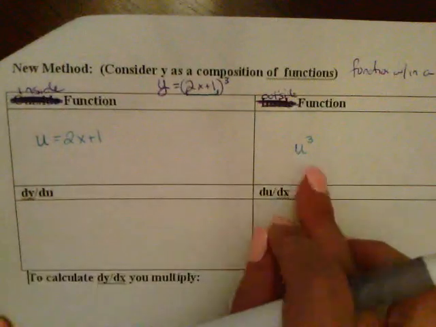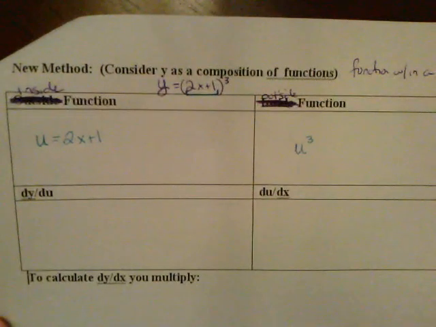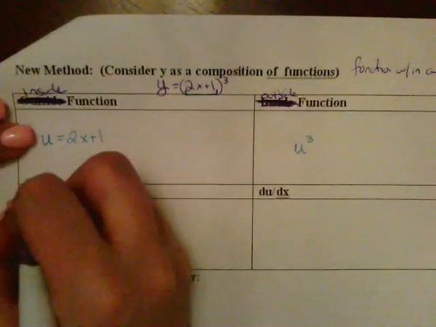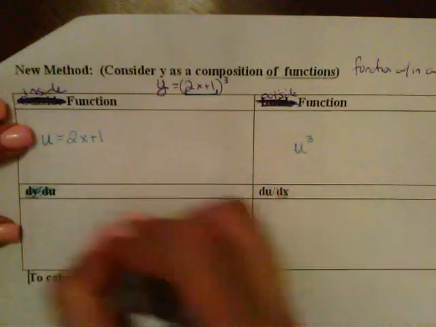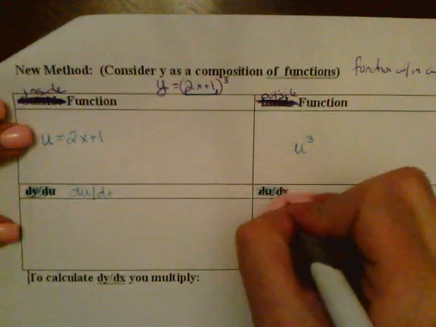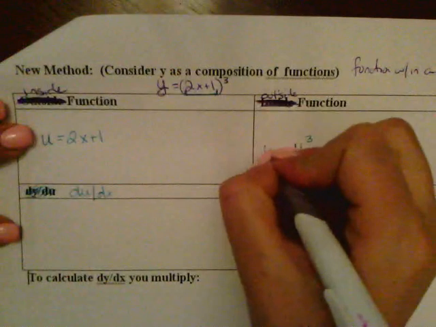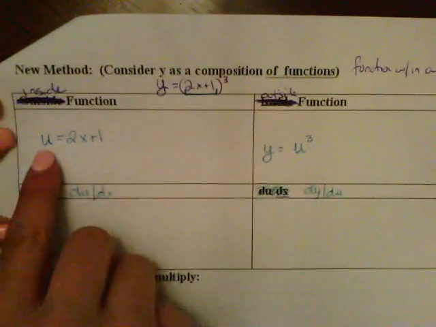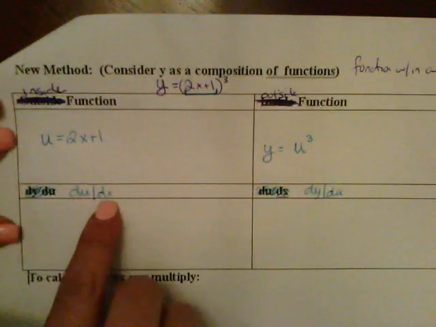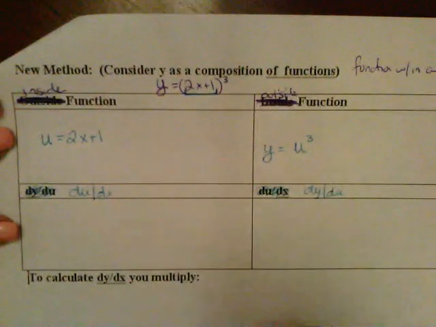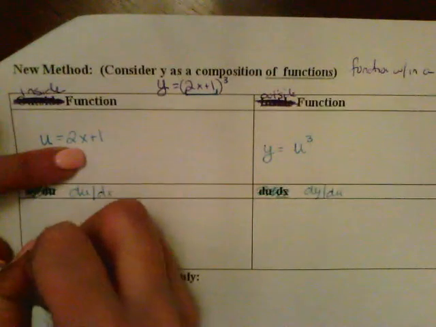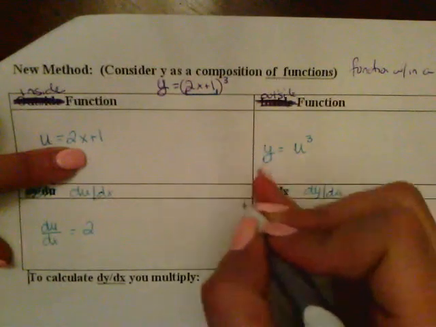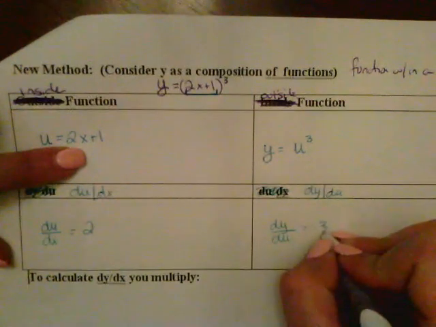Now that we've identified the inside function and the outside function, all you really have to do is derive. I need you guys to do one more thing for me, just computer error. We're going to switch these around. This is going to be du dx, and this is going to be dy du, because this is y equals u cubed, so we're finding the derivative of y with respect to u. And this is u equals 2x plus 1, so we're going to find the derivative of u with respect to x. What's the derivative of this function? du dx is just 2. And what's the derivative of this guy? dy du is 3u squared.